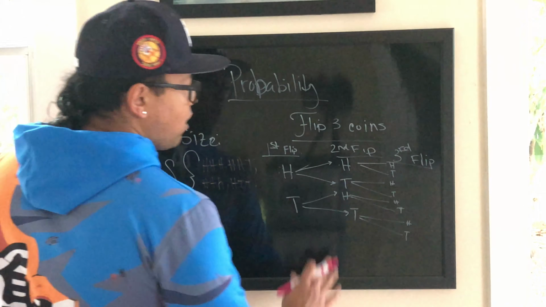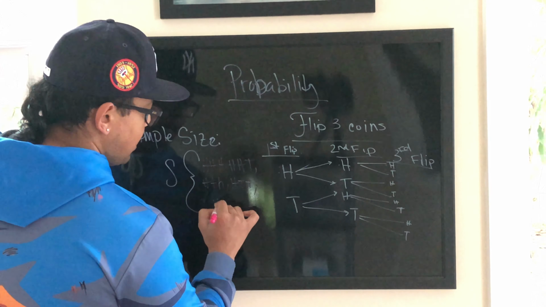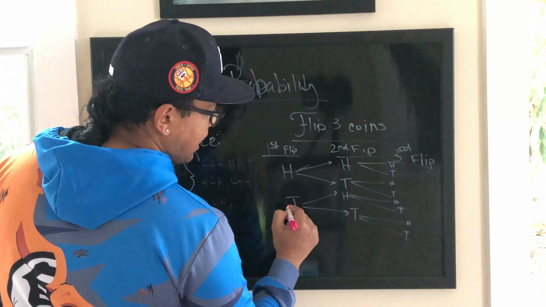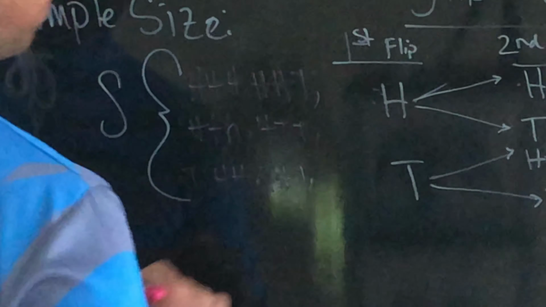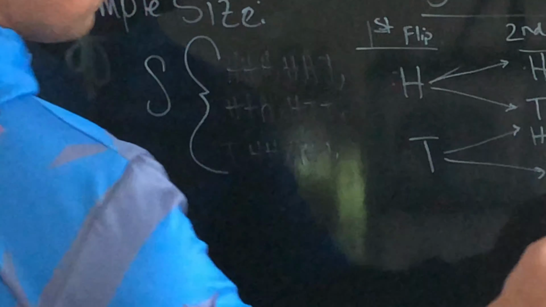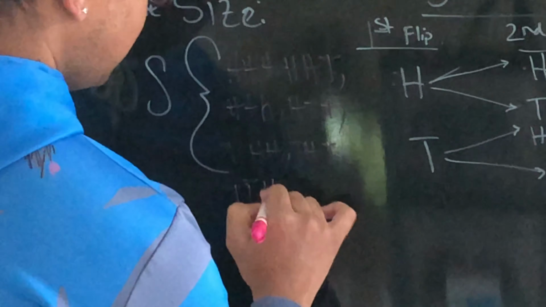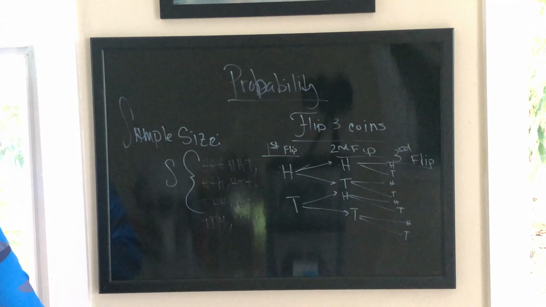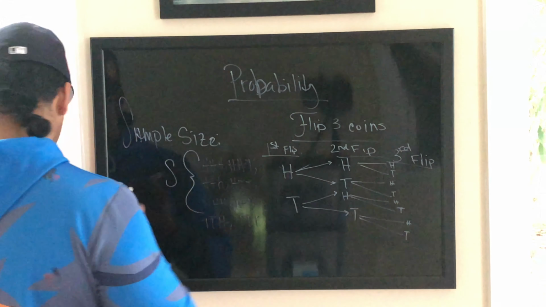Now you're going to go down to here. You can get tails, heads, heads, or tails, heads, tails. And then you can get tails, tails, heads, or tails, tails, tails. Now, if you can see here, it's a bit light. I'm sorry, guys, the marker's a little bit light.